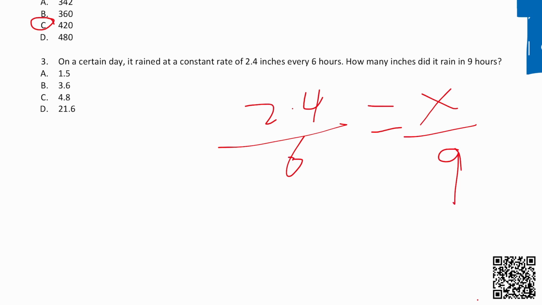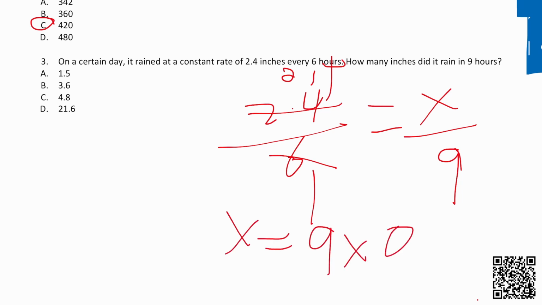So that would basically be 2.4 divided by 6, which we all know is 0.4, and the bottom is also divided by 6. So x would equal 9 multiplied by 0.4. And we all know that 9 times 4 is 36. So 9 times 0.4 would equal 3.6. So that means the correct answer is 3.6.